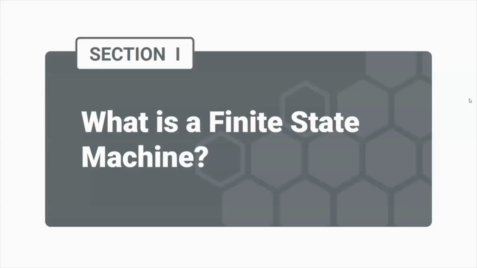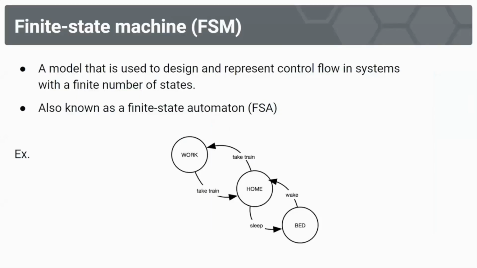So what is a finite state machine? A finite state machine, or an FSM, is a model that is used to design and represent control flow in systems with a finite number of states. They are also known as finite state automatons. We have an example below of a finite state machine diagram and what it would look like, but I'll cover more on this later in the next slide.